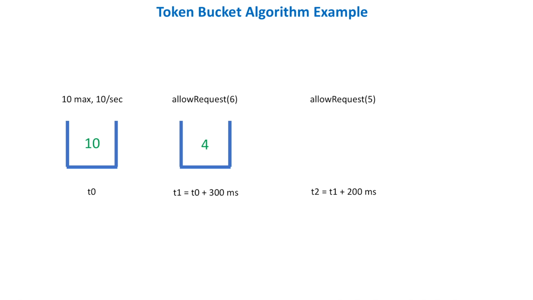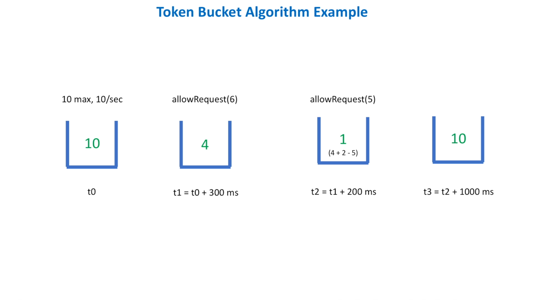200 milliseconds later, one more allow request call was initiated, with the 5 tokens cost. How many tokens have remained after this call? And the answer is 1. First, 2 more tokens have been added to the bucket by the refill method. And then 5 tokens have been subtracted. Easy, right? And 1 second later, actually 900 milliseconds, the bucket is full again.